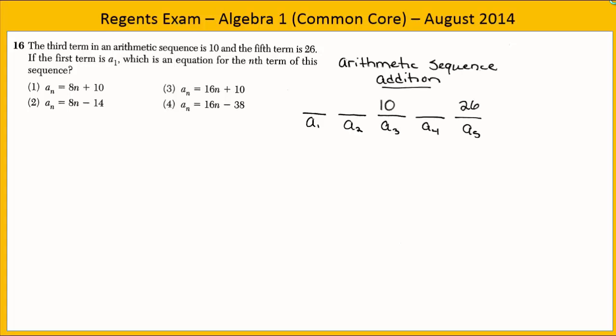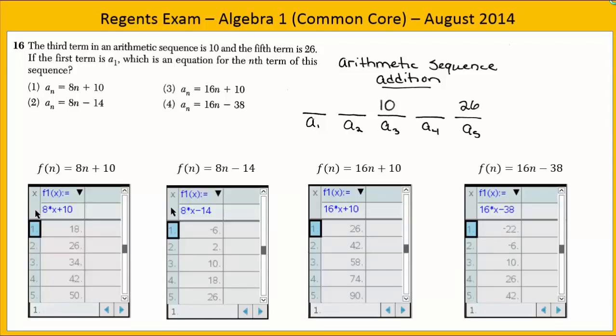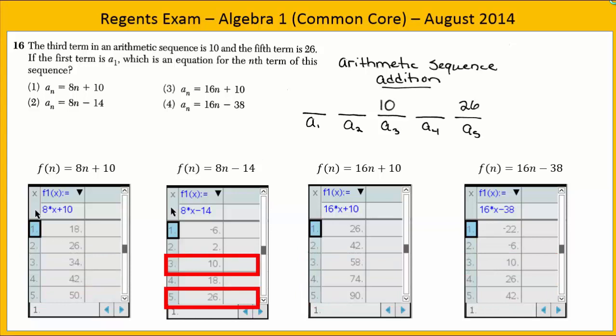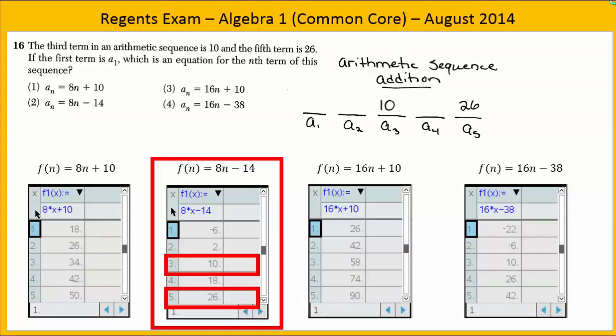Another option to solve this would be to look at the table of values for each of the given equations. We have our arithmetic sequence with our third term of 10 and our fifth term of 26. Take each of those equations, put them in your graphing calculator, and look at the table of values. Which one has a third term of 10 and a fifth term of 26? On close inspection of the tables, I see that the table for choice number 2 is the one that has those terms. And in fact, I recognize the first term, second term, and fourth term from the work I did earlier. So the answer is choice 2.